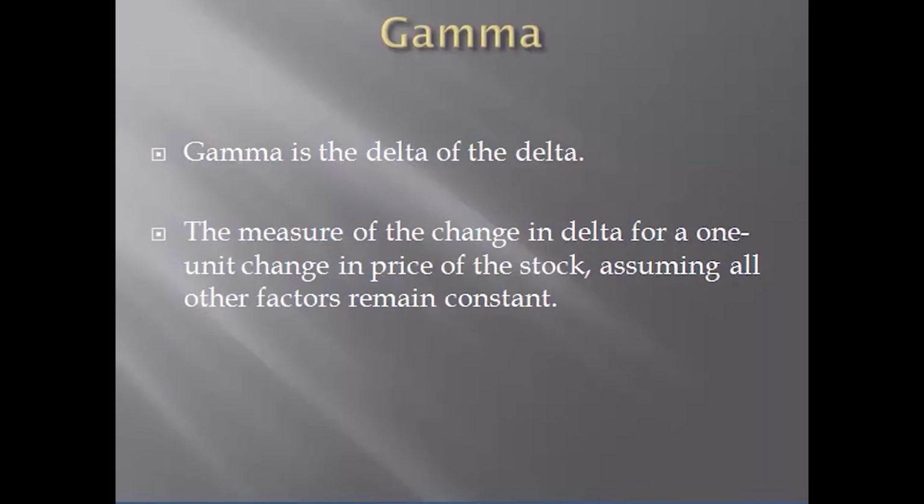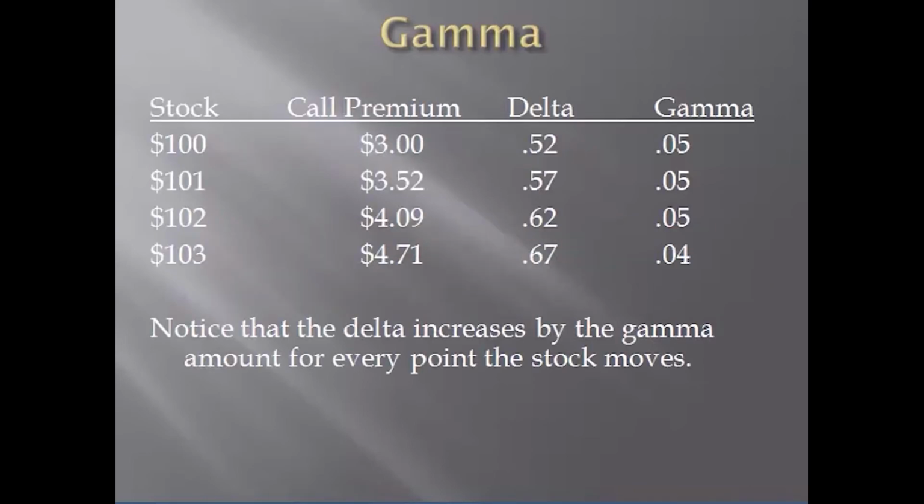Gamma is the delta of the delta. Okay, the measure of the change in delta for a 1 unit change in the price of the stock, and that's assuming all the other factors remain the same. Remember how the delta moved up in value? The delta went from 52 cents to 57 cents to 62 cents to 67 cents. Now, that change coincides with the gamma. So the delta went from 52 to 57 because the gamma was 5 cents.